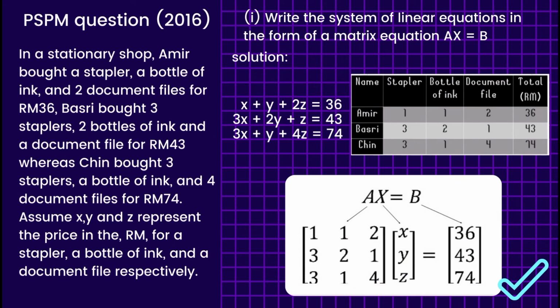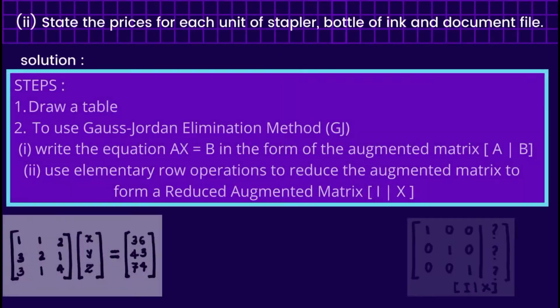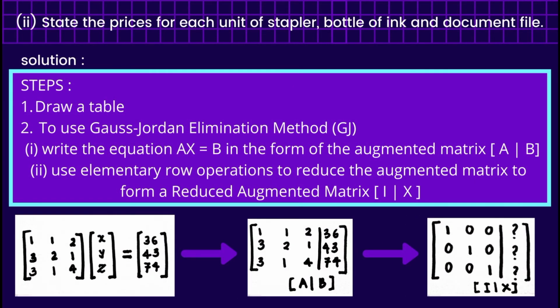Okay, the first question is write the system of linear equations in the form of a matrix equation Ax equals B. So the first step is we need to write 3 equations like I have stated here. Next, we need to transform these 3 equations into the form of Ax equals B. As you can see here, A is the coefficient matrix, X is the matrix of unknowns, and B is the constant matrix.